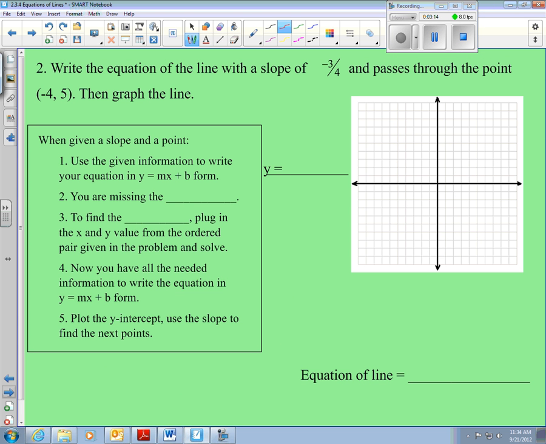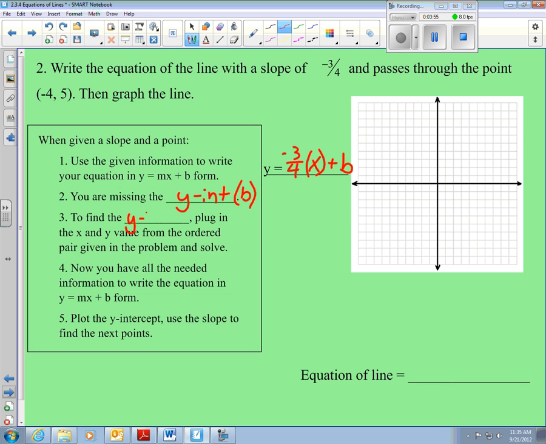All right, so next let's look at writing the equation of the line with a slope of -3/4 that passes through the point -4, 5. Then we're expected to graph the line. Now if we notice, this one is slightly different than our last problem because instead of a y-intercept, we are given a point. So let's first use the given information to write our y equals mx plus b equation. So y equals -3/4, and then we're going to put in our x. You can do it in parentheses, you can do it without, plus b. And here we don't have a y-intercept, so we are missing our b.